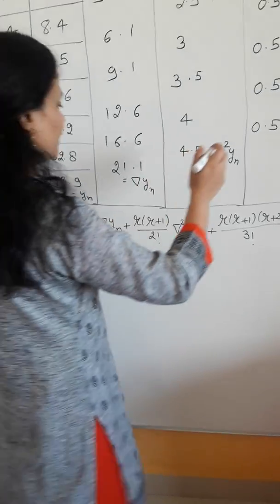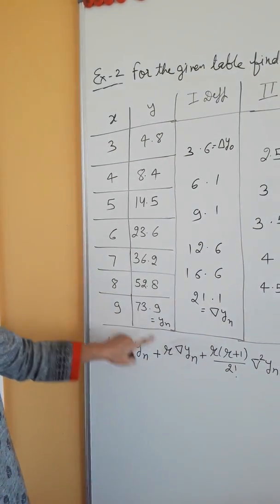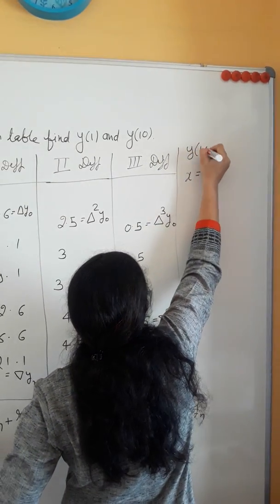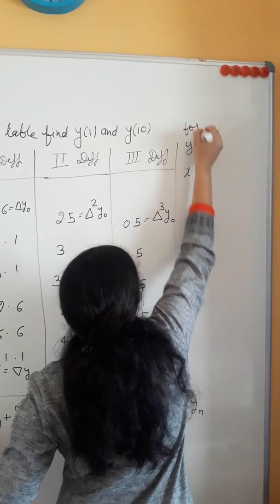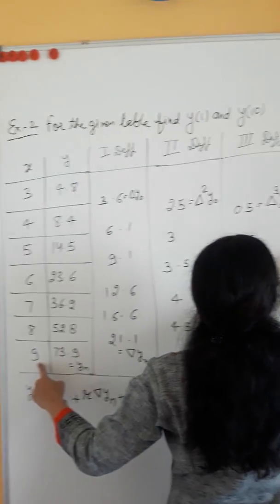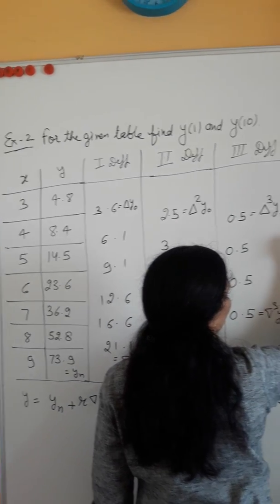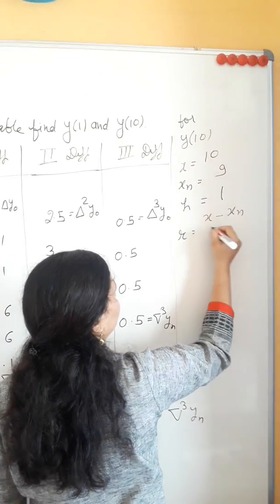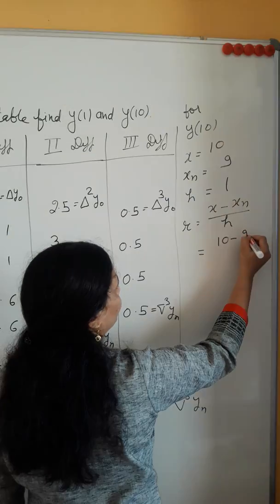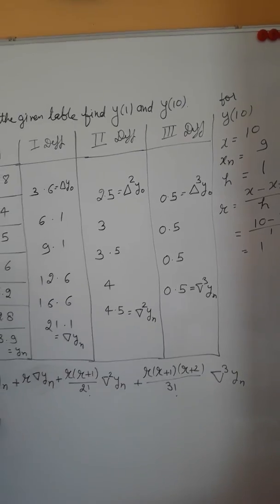Now what is yn? We can take this value from the table. What is r? x is 10, since we are solving for y10. xn is 9. What is h? The step length is again 1. The formula for r is (x minus xn) by h. Substituting x as 10 and xn as 9, divided by 1, r is 1 here. So we know all the values now, substitute them here.